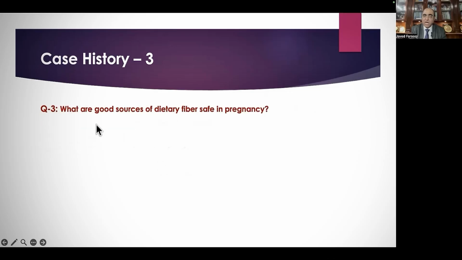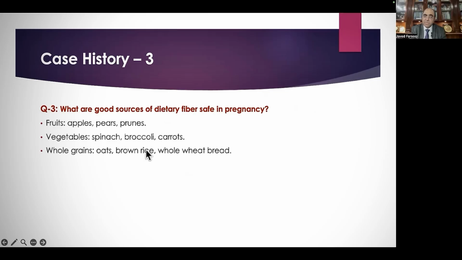Question number 3. What are good sources of dietary fiber safe in pregnancy? Answer is fruits, apples, pears, and prunes. Vegetables like spinach, broccoli, and carrots. Whole grains, oats, brown rice, whole wheat bread. And legumes like lentils, beans, and chickpeas. These are the good sources of dietary fiber which are safe in pregnancy.